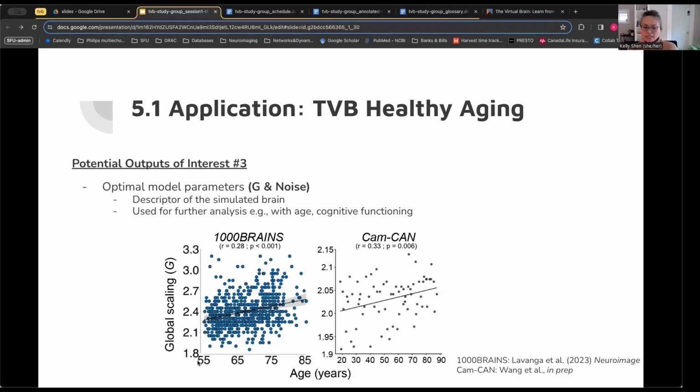What you see here is a finding that as age increases in these cross-sectional data, this global scaling, this global coupling parameter, increases. What I like about this is that we've been able to reproduce it in this CamCAN data set, despite the fact that it's completely different neuroimaging data, very different acquisitions, very different processing, very different decisions made along the way to get to the input data for the simulations, and even different ways of optimizing the models themselves. And yet we have a reproducible finding.